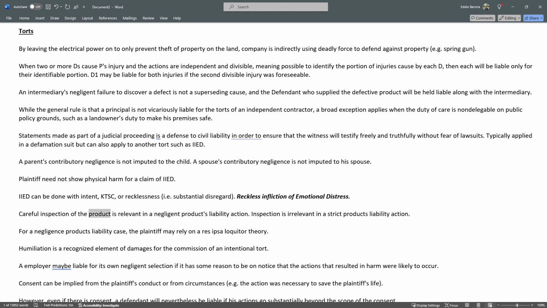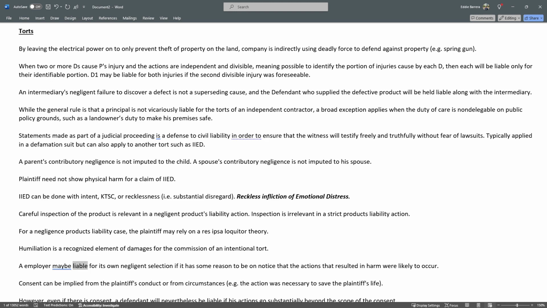Careful inspection of the product is relevant in a negligent products liability action. Inspection is irrelevant in a strict products liability action. For a negligence products liability case, the plaintiff may rely on a res ipsa loquitur theory. Humiliation is a recognized element of damages for the commission of an intentional tort.